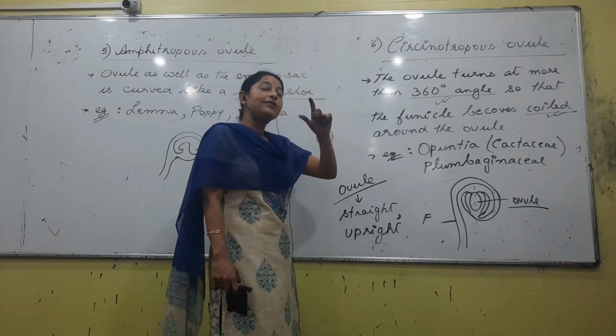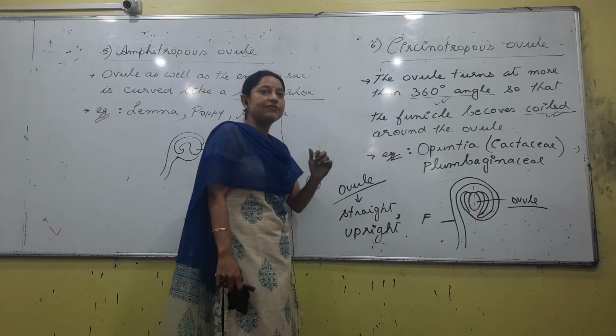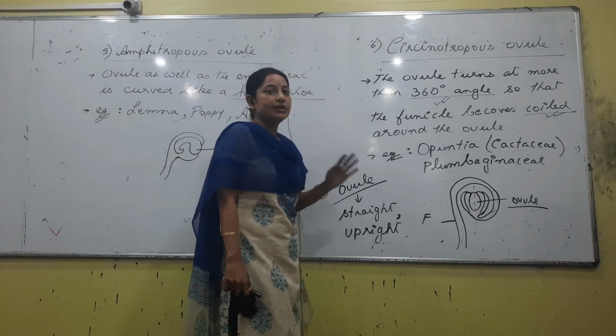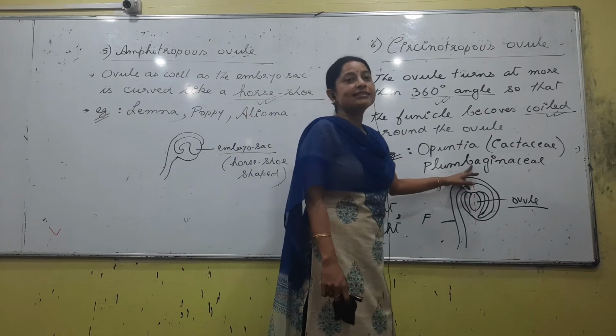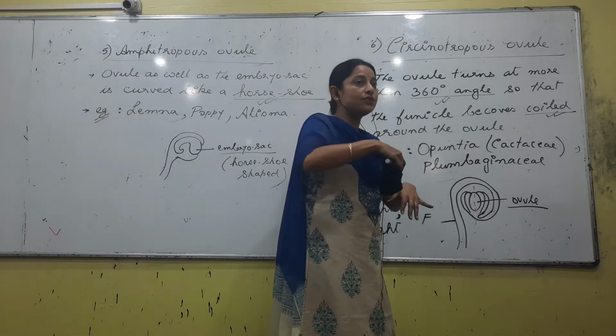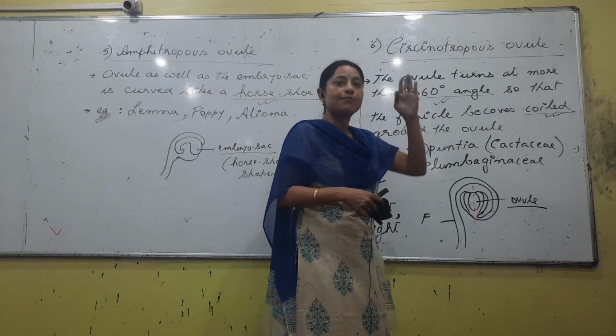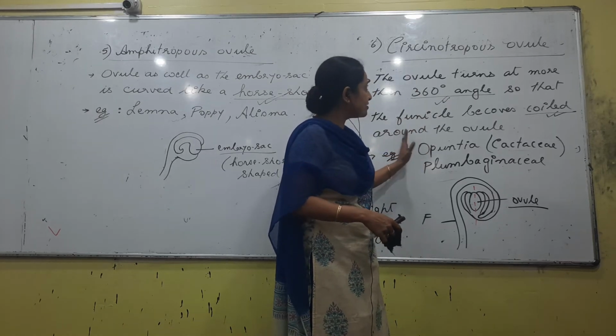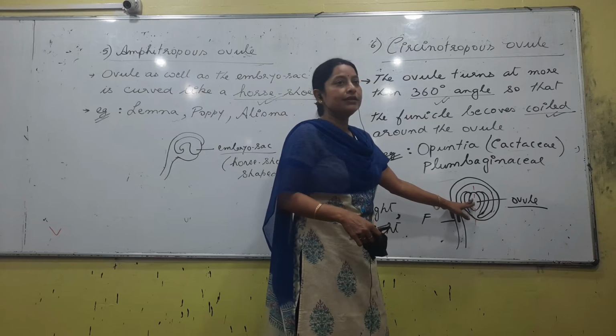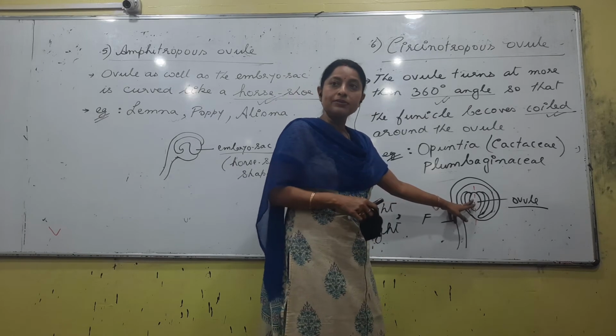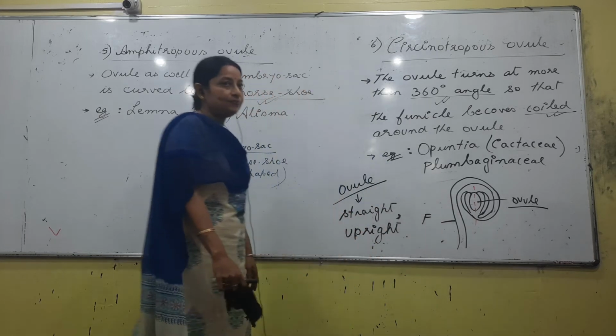When will you call an ovule a straight ovule? Whenever the micropyle faces upwards. In this case also the micropyle faces upwards. It's different that the funicle coils around the ovule, but the micropyle position is upwards looking. So in case of Circinotropous, the ovule is which type? Orthotropous or straight type. Clear?